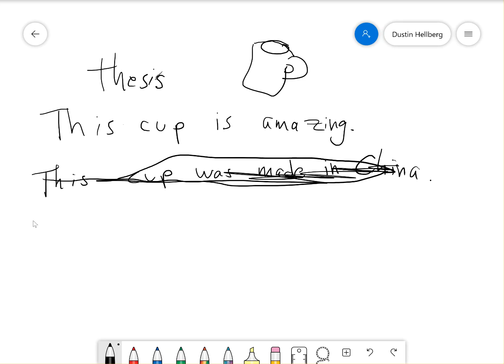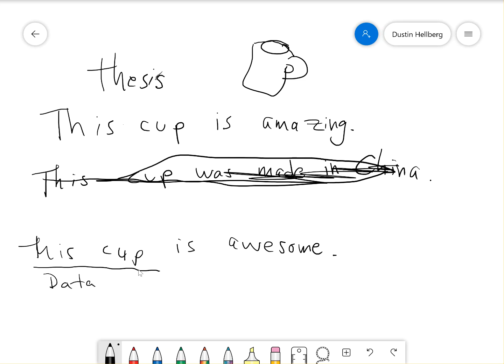Okay. Now, let's look at the constituent parts of how this is working. So if I said, this cup is awesome, here's a new generic thesis statement. Here are the main parts of the thesis statement. This cup, this is what we would call our data. Trust me, I understand that data is plural and datum in the Latin is singular. I just use the word data to cover all of it. This cup, that's our data.